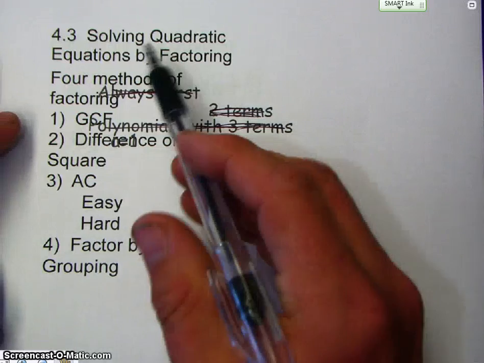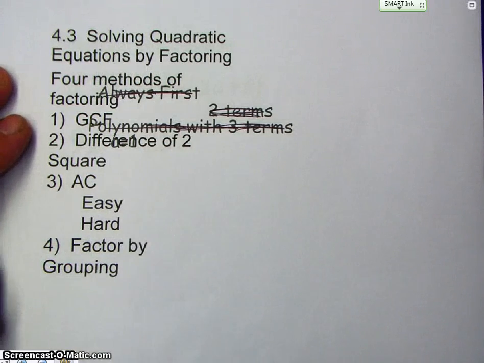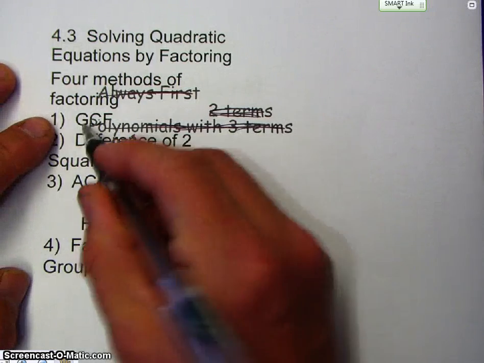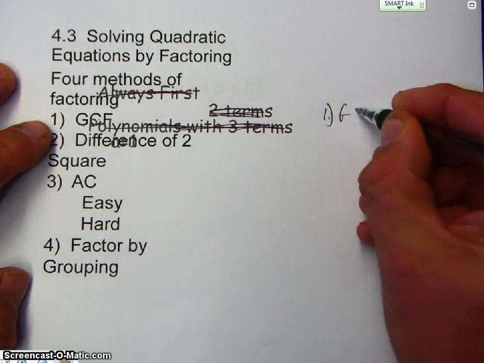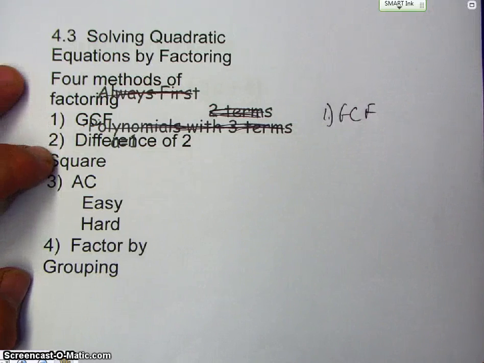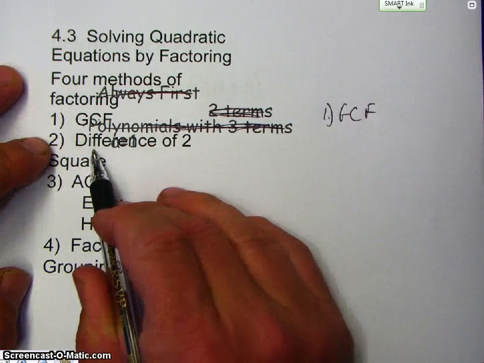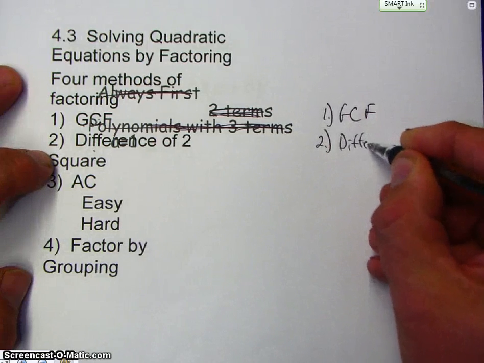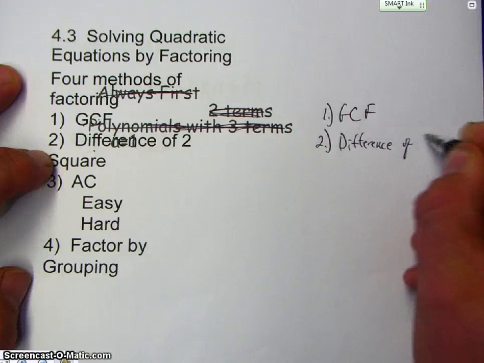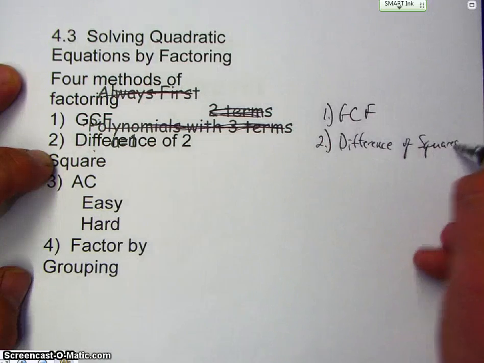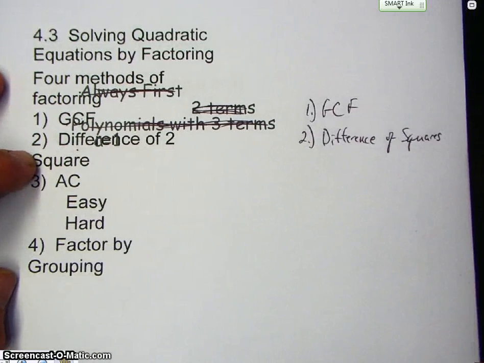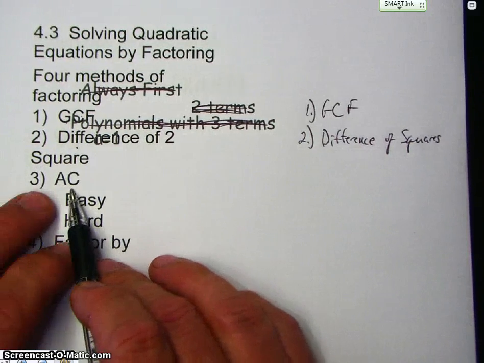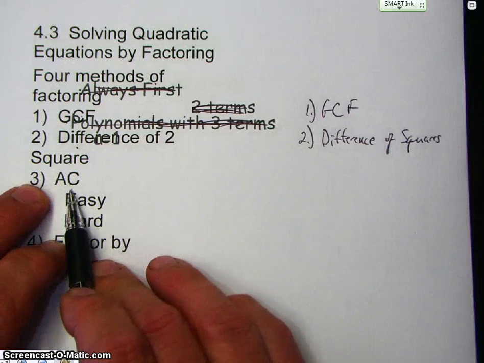We are going to be solving more quadratic equations by factoring. Well, right now we're just working on factoring. We talked about GCF. That's the first thing you always look for. Then difference of squares. That's the second one. You look for the difference of squares. And last but not least, the third step is you use the AC method.